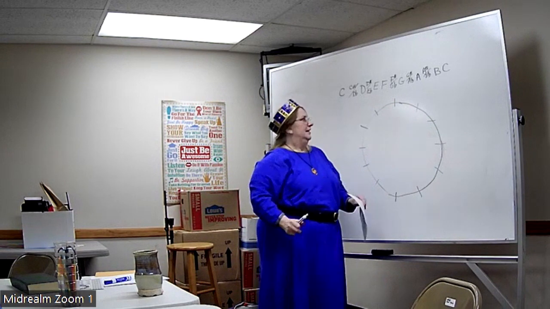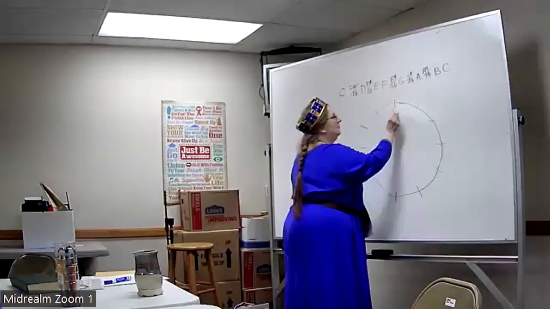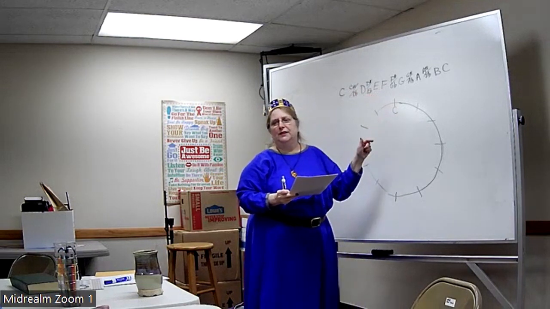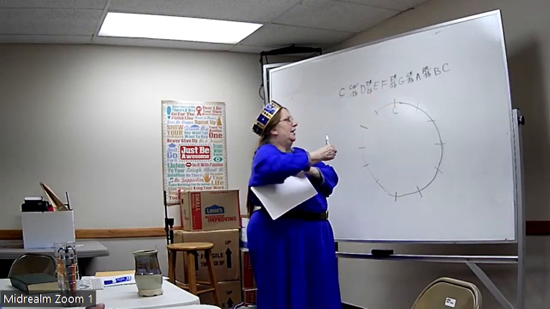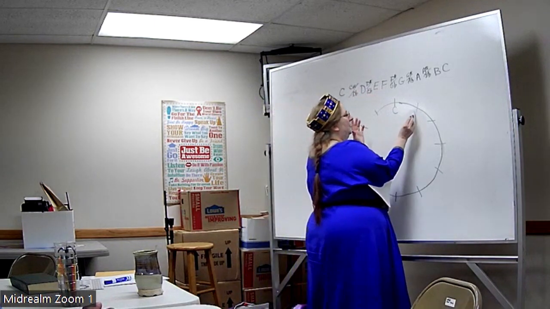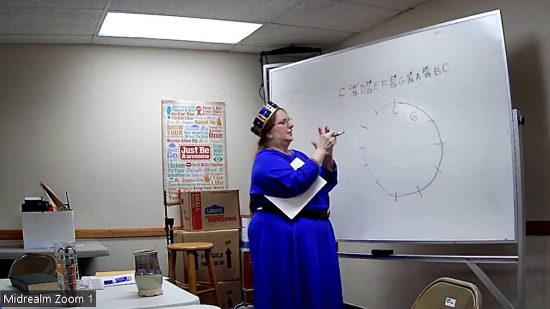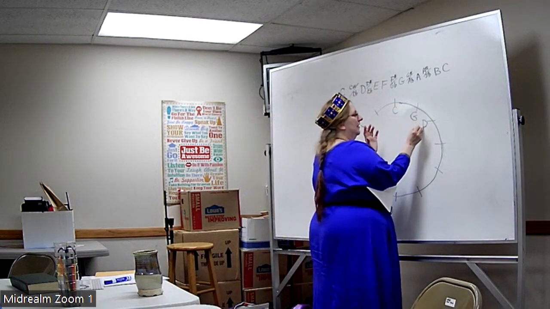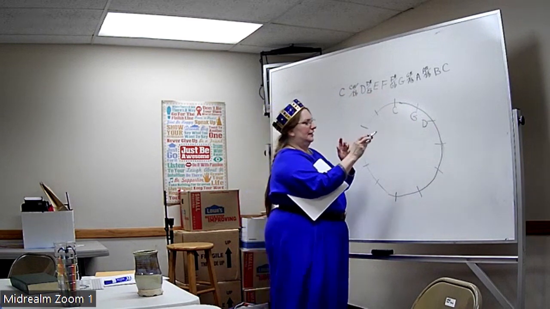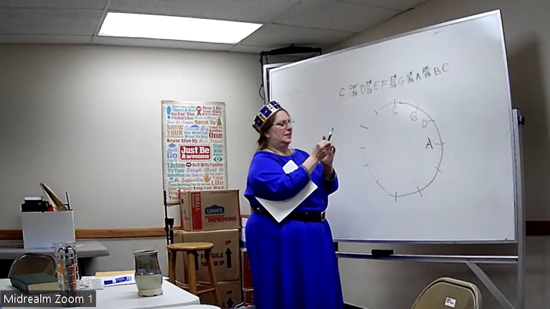Okay. Now in Western music, we always start with C. So the C goes at the top. And going clockwise is the circle of fifths. So you can count out C, D, E, F, G, the fifth is G. G, A, B, C, D. D, E, F, G, A. A, B, C, D, E.